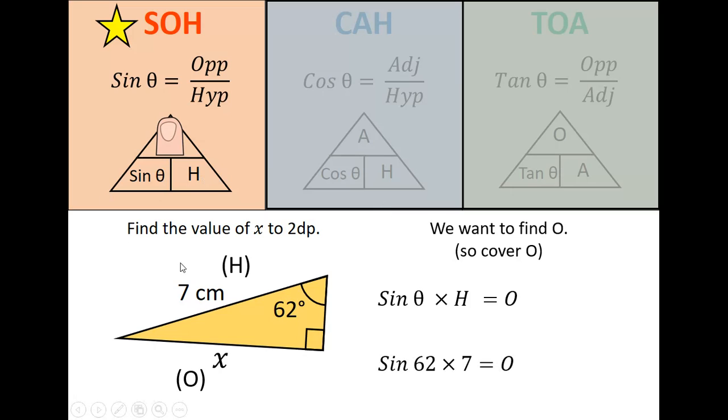Sine of 62 degrees multiplied by 7 gives you the opposite side, which is 6.18 to 2 decimal places. Make sure you provide the units for your answers.